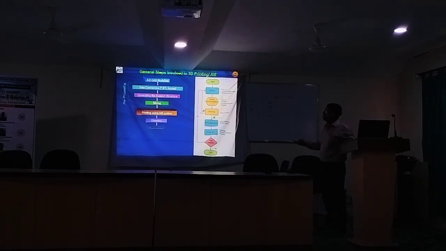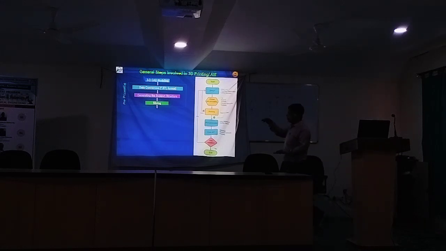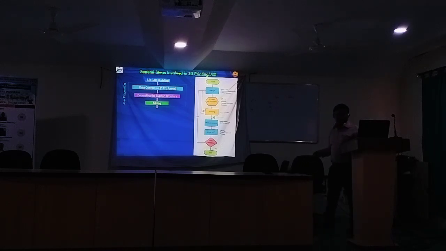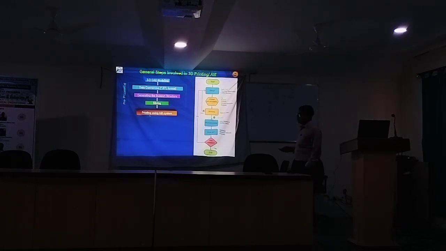This is called pre-processing. Once the pre-processing is over, slicing is over, that means you have converted your 3D model into a number of 2D layers. That 2D layer information will be fed to the additive manufacturing or 3D printing machine, and it will print the product by depositing the material or by curing the material or by sintering the material layer by layer, and you will get the build part.